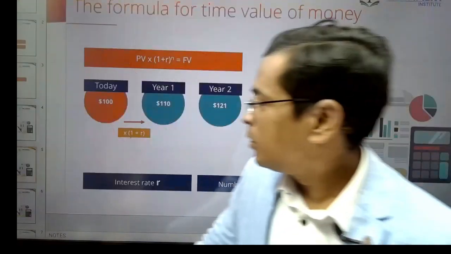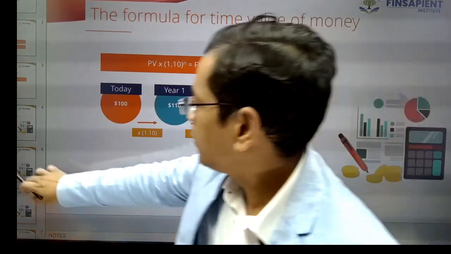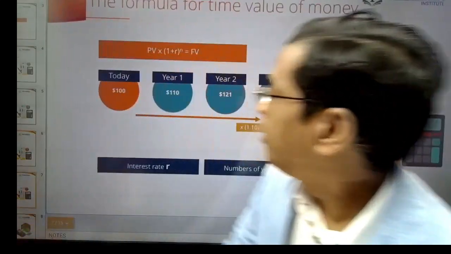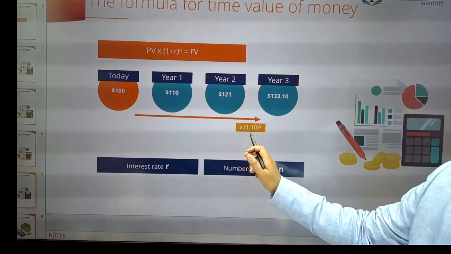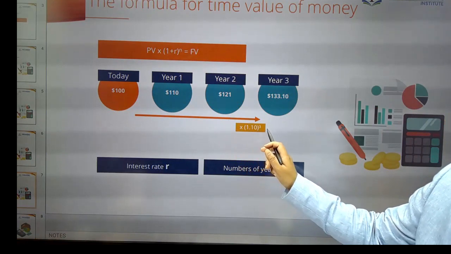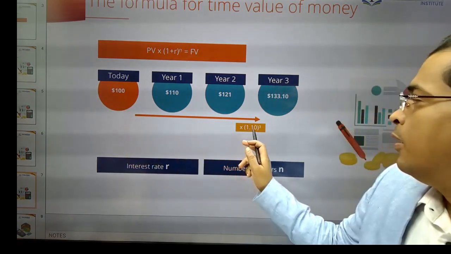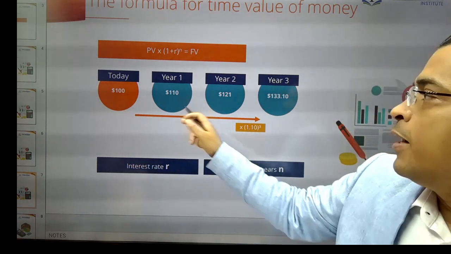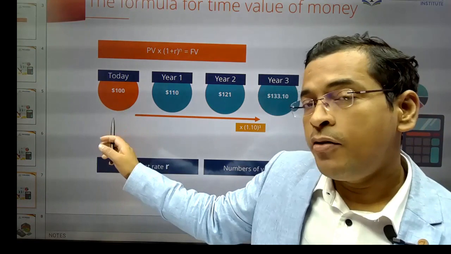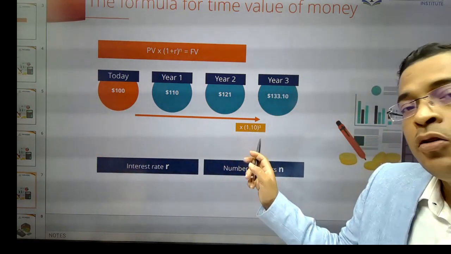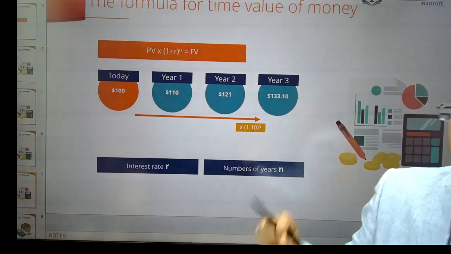Moving on. So I think we are good here. Again, 121 times 1.1 becomes 133, which is another way to calculate 100 times 1.1 to the power 3. So either we calculate on a year-on-year basis to arrive at the third year number, or we can multiply 100 directly by 1.1 to the power 3, and we will get the same number. So that is the power of compounding and the way to calculate the future value.